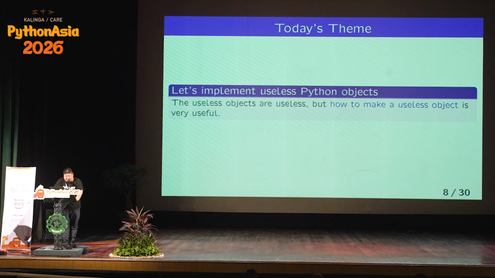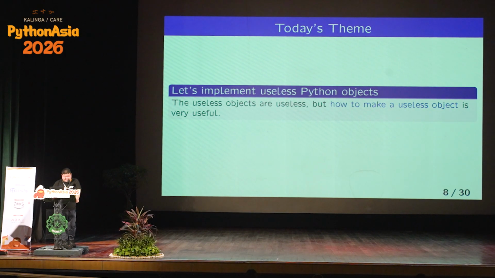And this is the key message of this talk. The useless objects are useless. But how to make a useless object is very useful. The process of making useless objects teaches us important things.